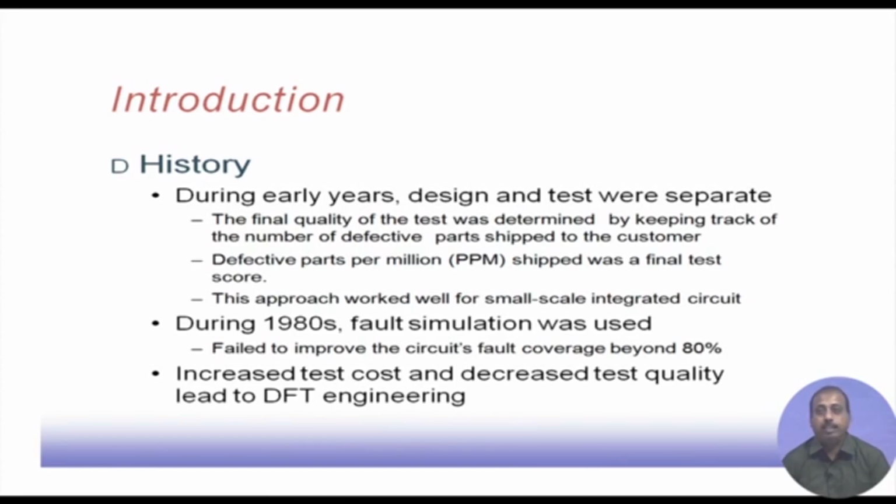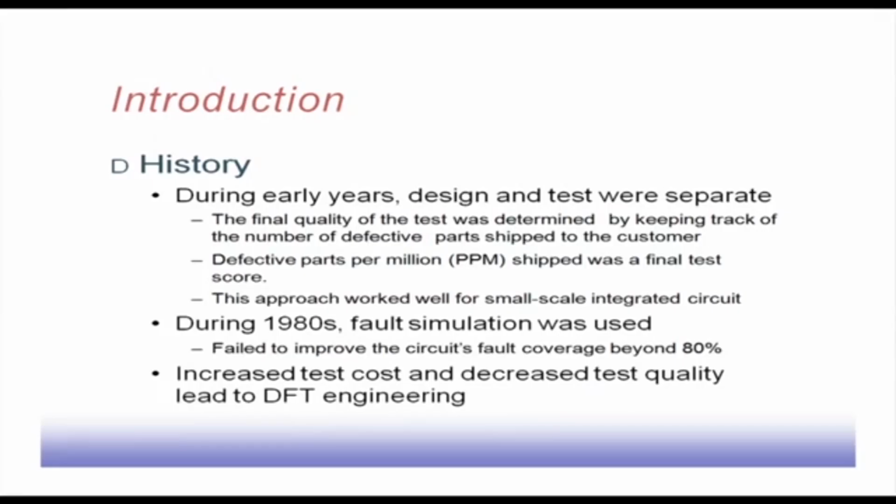Since the test may not be very exhaustive, it may so happen that many of the good chips are marked as bad, and many of the bad chips are marked as good. If bad chips are marked as good, then when they are shipped to the customer, they will be detected on the field as not working properly. As a result, they will get rejected. So, these defective parts per million were a measure for this.